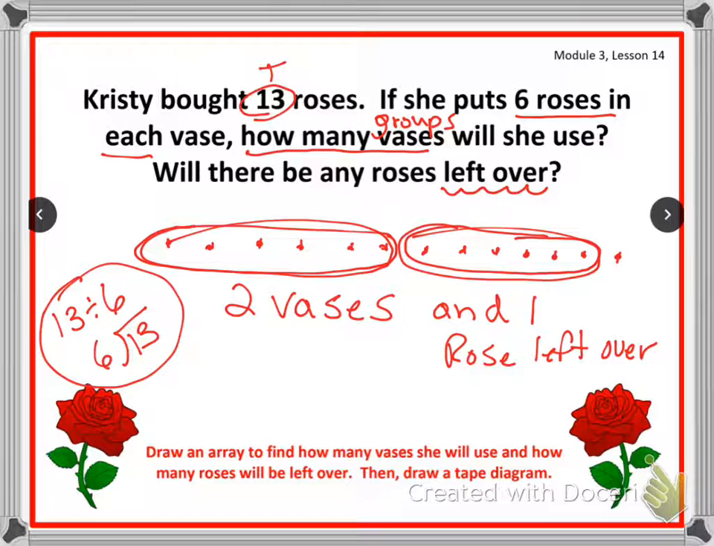Now, boys and girls, I just want to clarify. When we look at a division problem that looks like this, a lot of times children read it as 6 divided by 13. That is incorrect. You kind of have to read it backwards. So 13 divided by 6. That is the correct way of saying that. Just be aware and be careful of that.